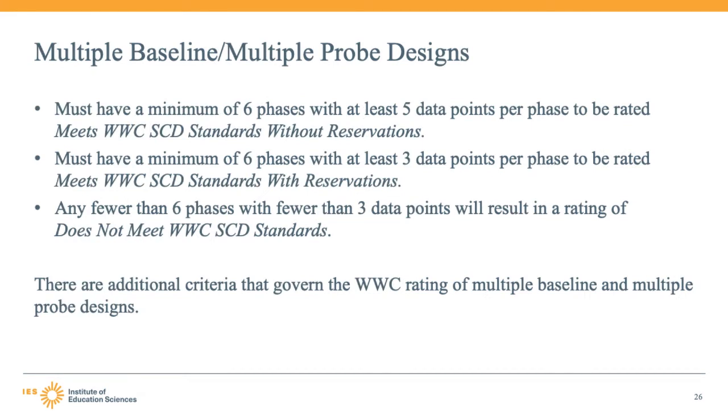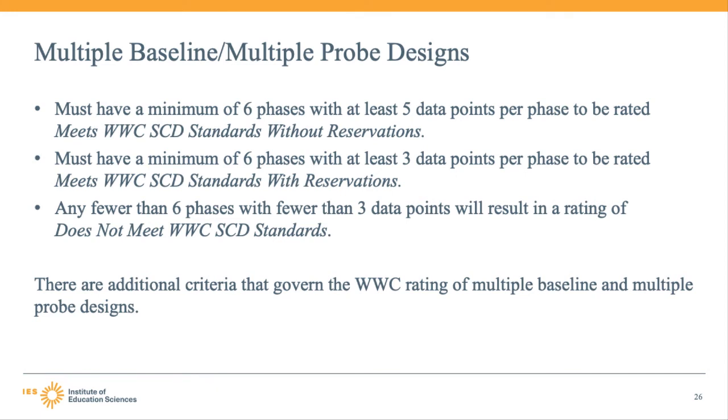Moving on to multiple baseline and multiple probe designs, the 3 demonstrations criterion requires that these types of design include a minimum of 6 phases, with at least 5 data points per phase in order to be rated meets WWC SCD standards without reservations. To be rated meets WWC SCD standards with reservations, multiple baseline or multiple probe designs must have a minimum of 6 phases with at least 3 data points per phase. And finally, any multiple baseline or multiple probe designs with fewer than 6 phases or fewer than 3 data points per phase will result in a rating of does not meet WWC SCD standards.